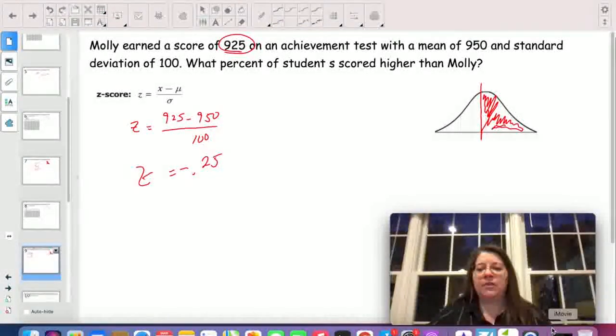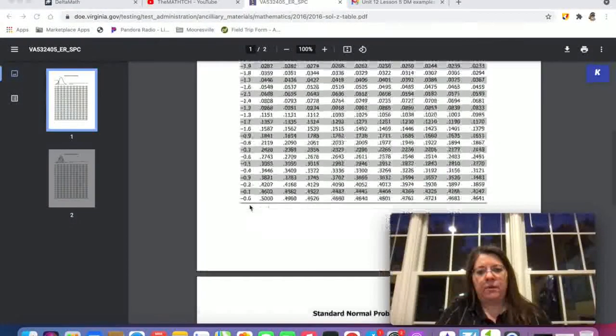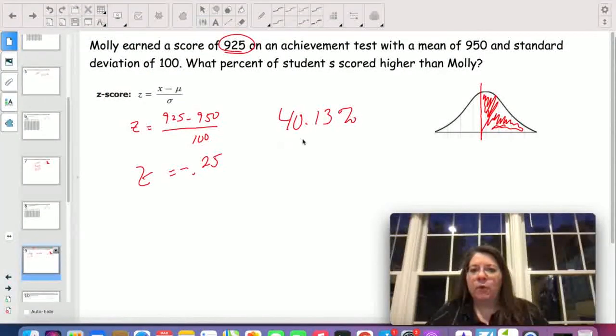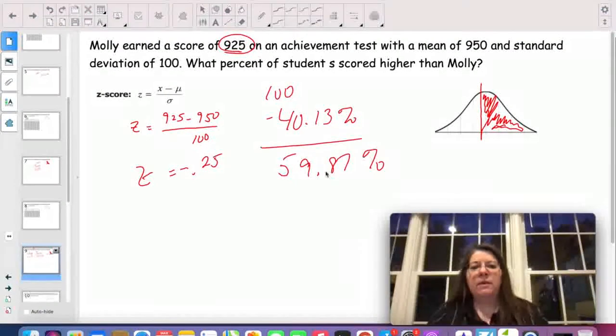I'm going to go to the z-score table and look up -0.25. At -0.2, there's 0, 1, 2, 3, 4, 5. So -0.25 is 0.4013, which is 40.13%. Now you have to remember, 40.13% represents the amount below her z-score. To get the amount above her z-score, we have to subtract this from 100. So 59.87% of the population scored higher than Molly on this test.